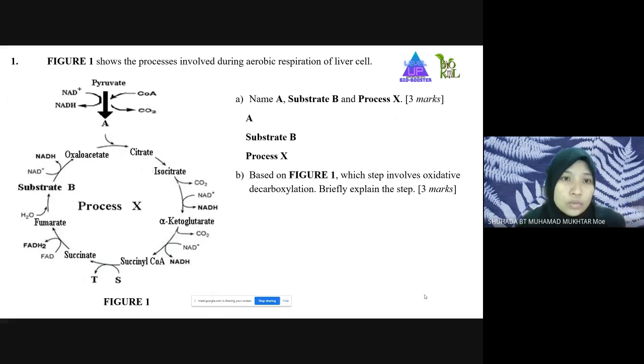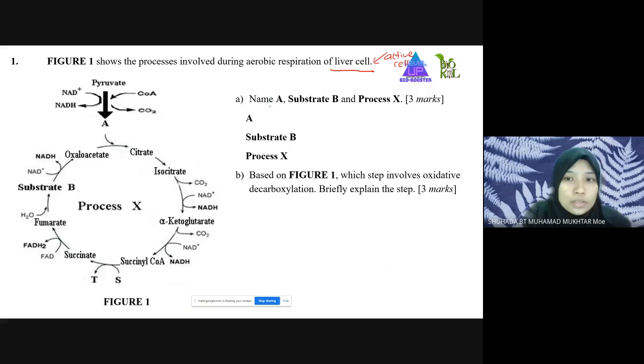Figure 1 shows the process involved during aerobic respiration of liver cells. As we know, liver cell is an active cell. So yang ni awak kena take note, active cells. We have one of the stages where you see this kind of cycle, which is actually for aerobic respiration. So cycle satu je lah, which is Krebs cycle.